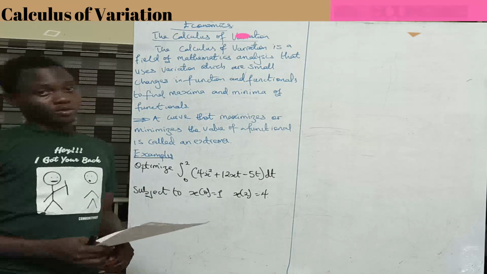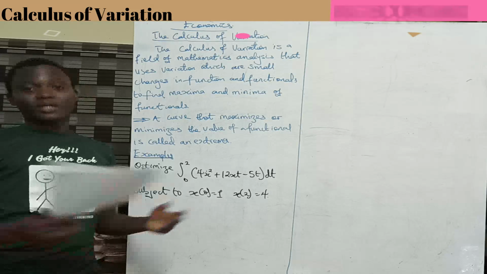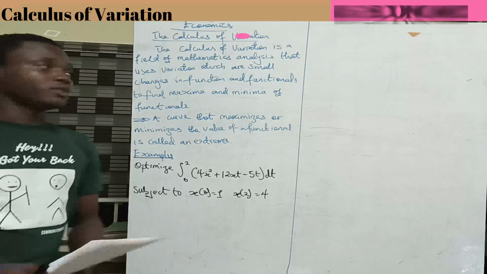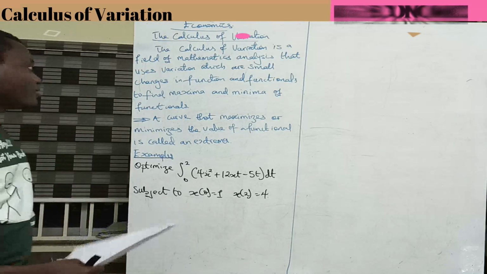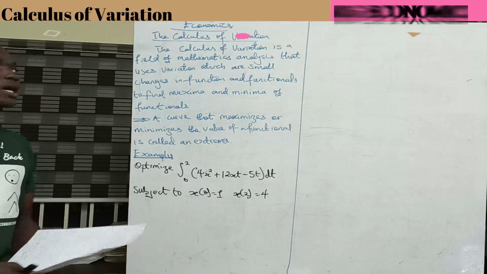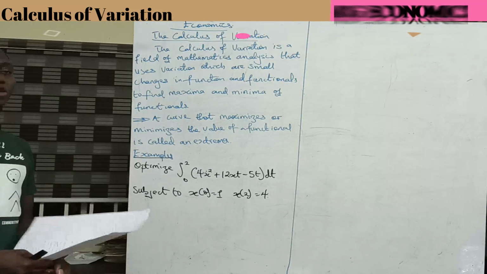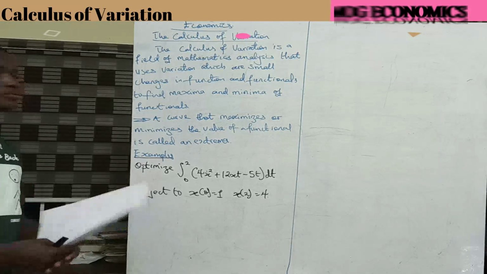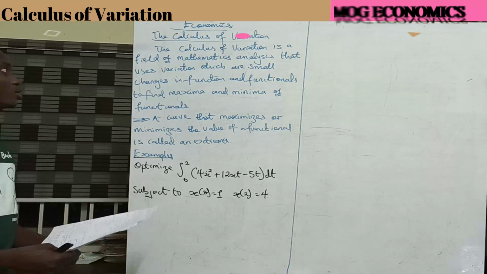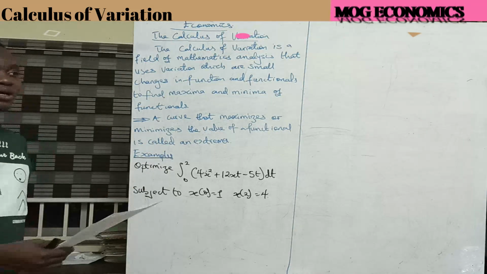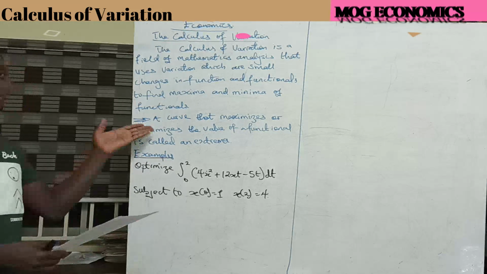It's not going to be simple stuff, and it's okay. It ought to be simple; that's why you're watching this video anyway. So what is calculus of variation? Calculus of variation is a field of mathematical analysis that uses variations, which are small changes in functions and functionals, to find maxima and minima of functionals. You understand? It's not like somebody's going to ask you the definition of calculus of variation, but you might want to take note of this particular point.